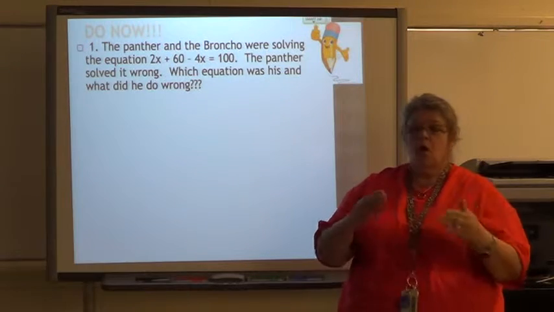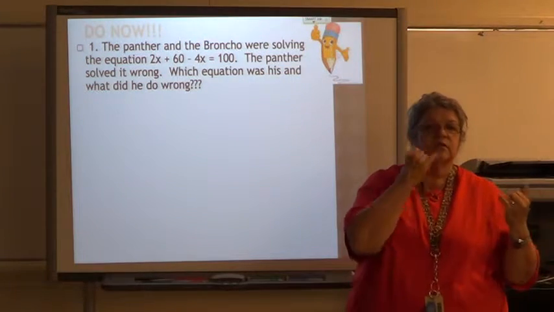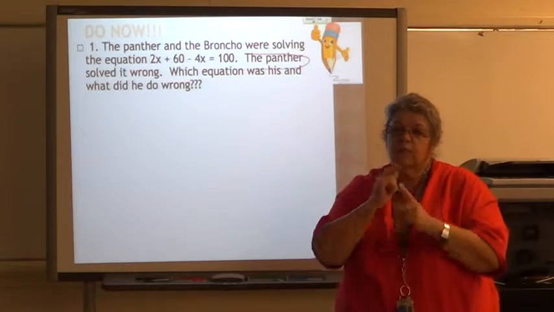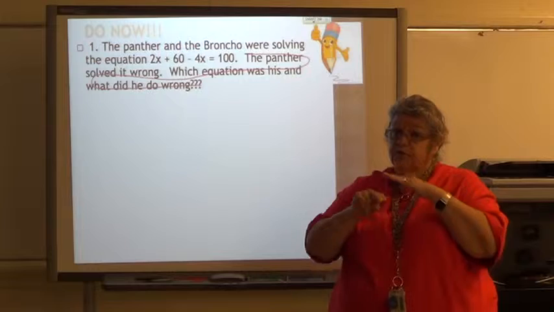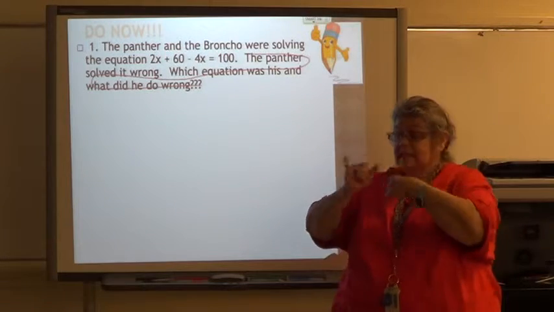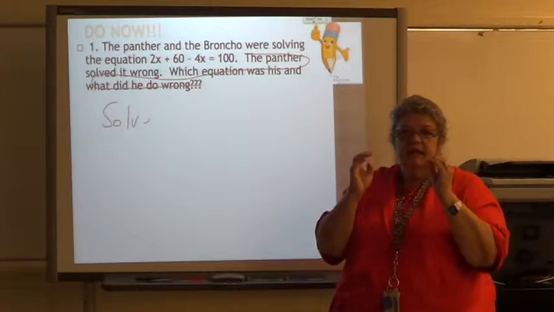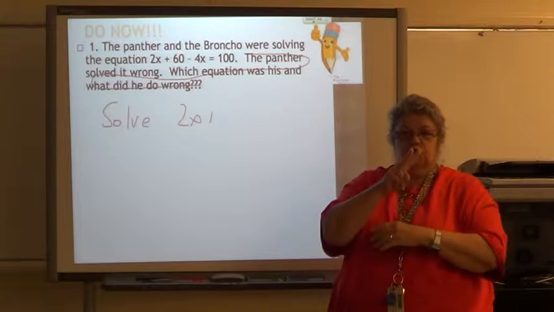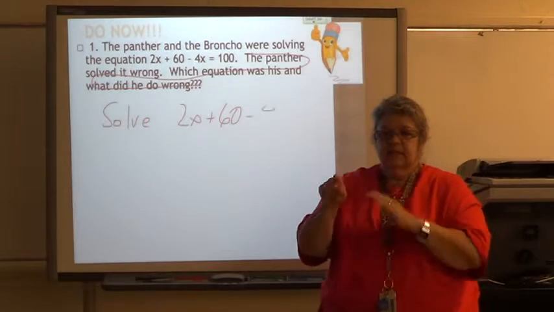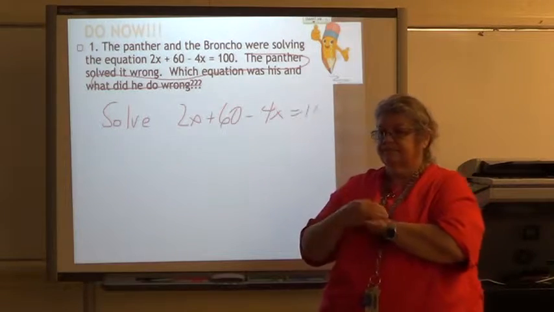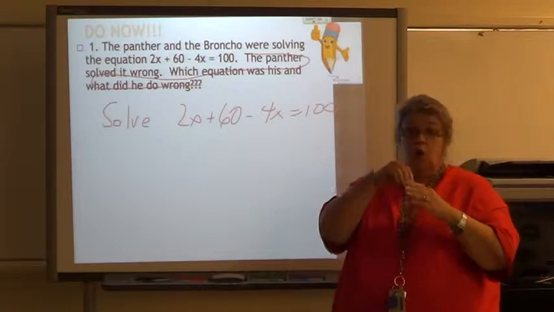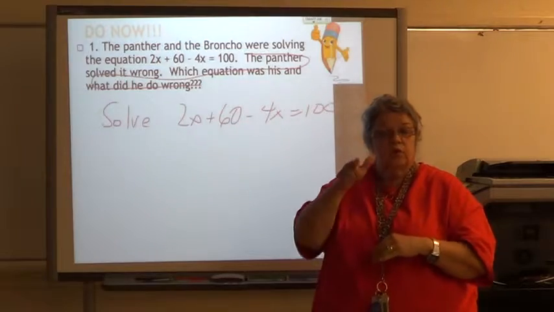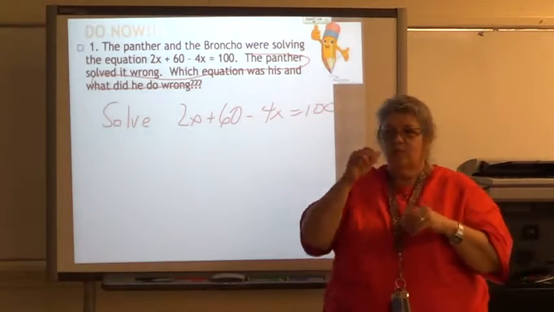Alright, your do now was supposed to be which one solved it wrong, but it didn't transfer what I had written underneath. So instead, I want you to solve the equation 2x plus 60 minus 4x equals 100. Solve that, and then tomorrow in class we'll look at what the Panther did, what the Bronco did, which one was right and which one was wrong.